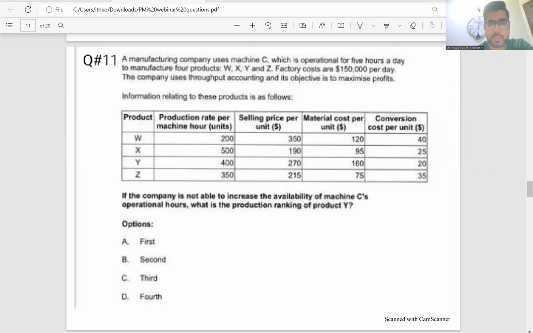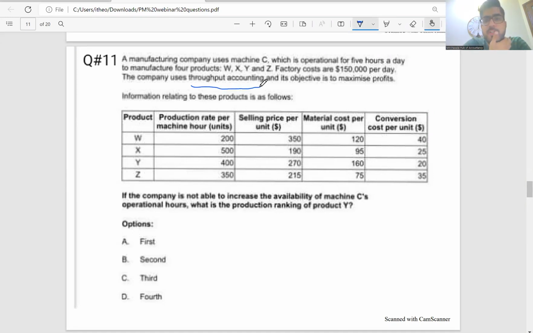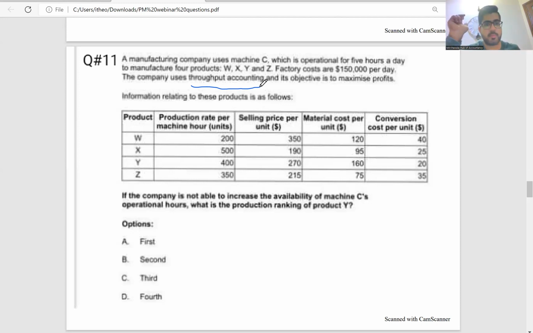Okay, so the important thing is that the company uses throughput accounting. The manufacturing company uses machine C, operational for 5 hours a day to manufacture 4 products W, X, Y, Z. Factory costs are 150,000 per day. The company uses throughput accounting. Its objective is to maximize profits. Information relating to these products W, X, Y, Z: selling price is given, material cost is given, so you can deduct to get throughput, and conversion cost is given.